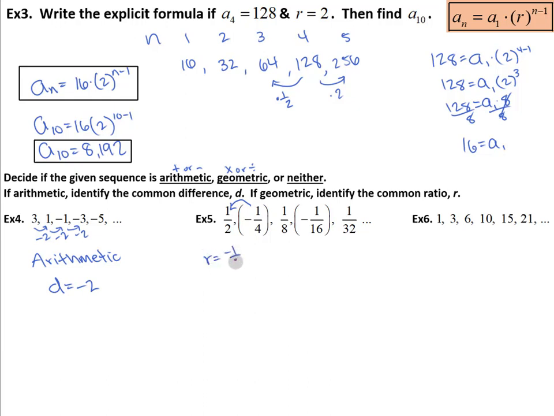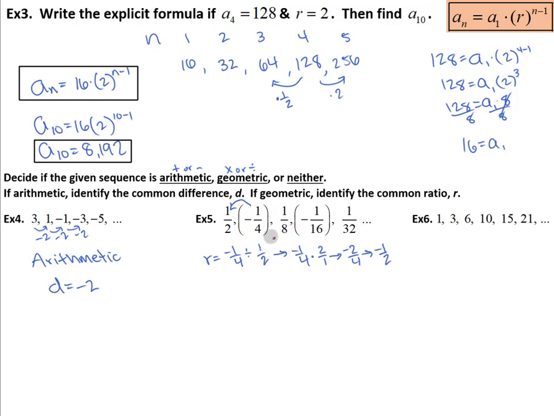If I take any term and divide it by the previous term. Now again, think about when you're dividing by a fraction, that's the same as multiplying by its reciprocal, which would give me negative 2 over 4. Remember, top times top, bottom times bottom. And if you simplify that, we get negative 1/2.